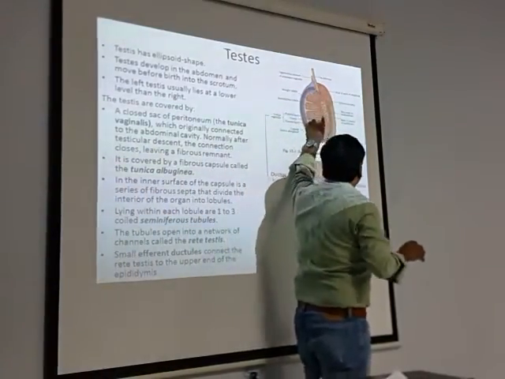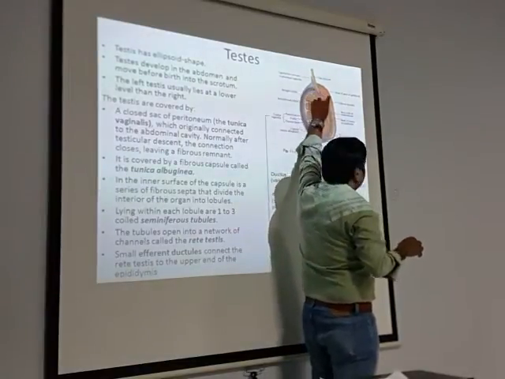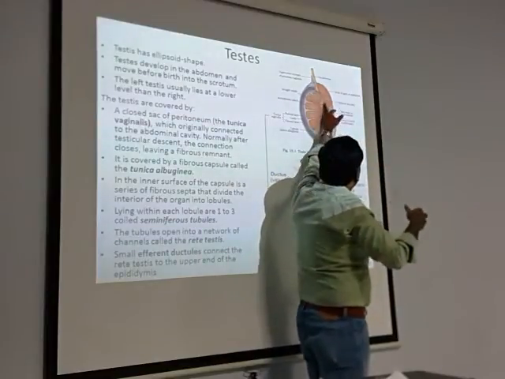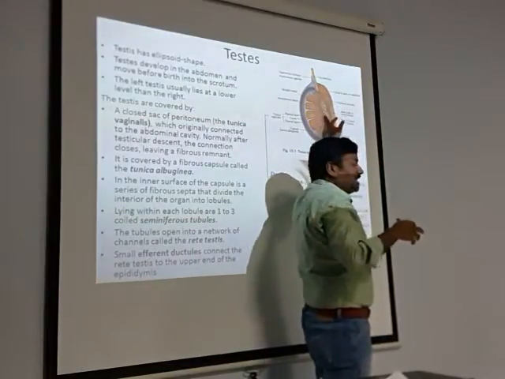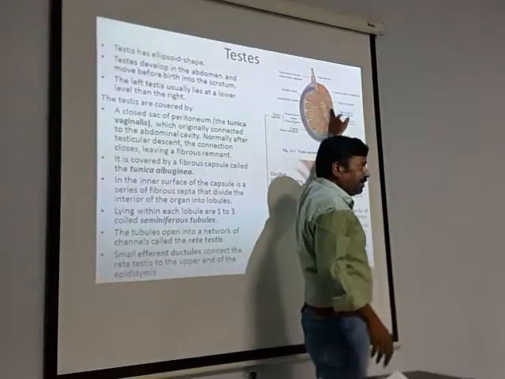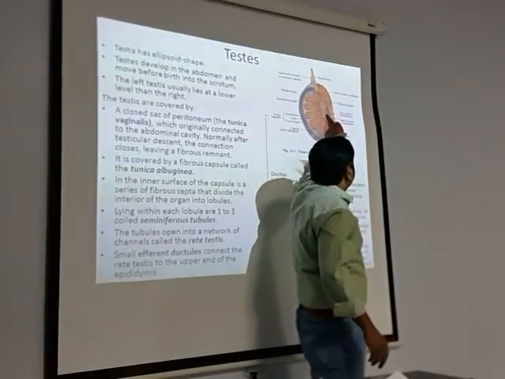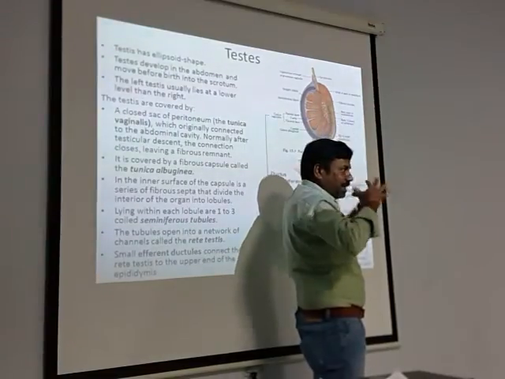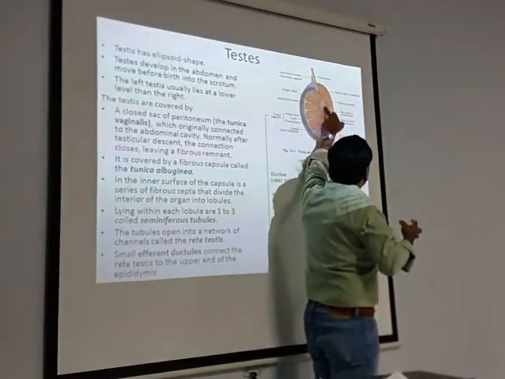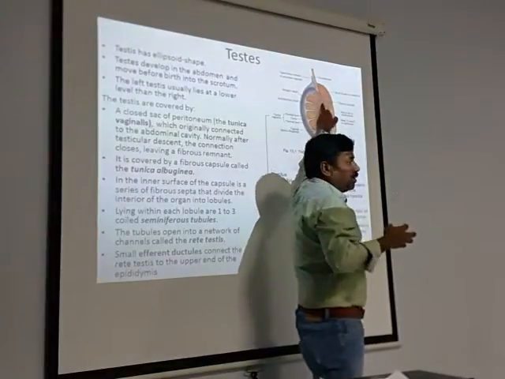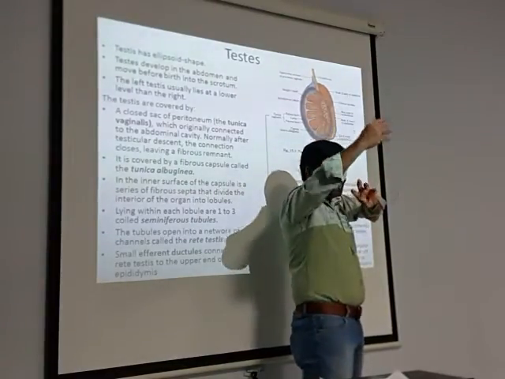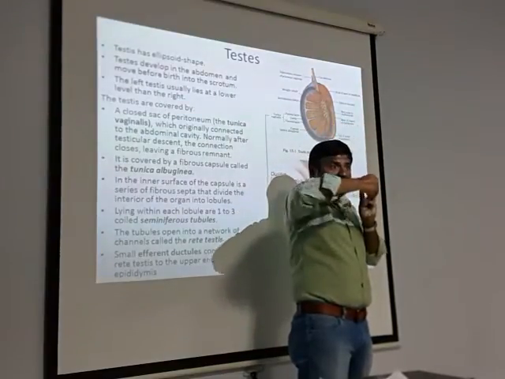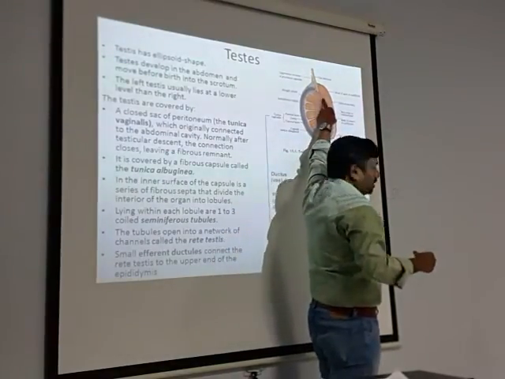So from all these seminiferous ductules, the sperms come and form a network of ducts that is called the rete testis, like a reticulum or plexus of ducts. From this rete testis, around 10 to 12 ducts arise. They are called efferent ductules. All these are efferent ductules.